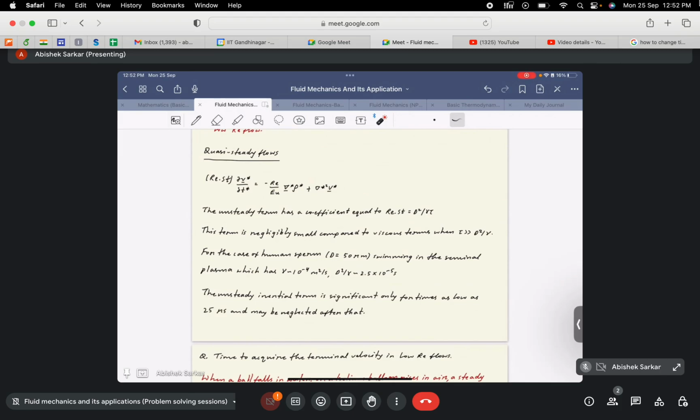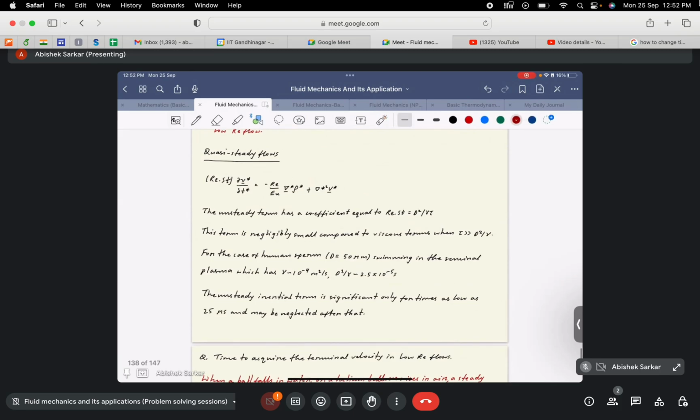Again, as I told, even for the Stokesian regime, this is actually the governing equation that we usually follow. And it's only after taking certain assumptions that the unsteady term can be neglected. So here is an example where the unsteady nature of the flow field can be neglected.